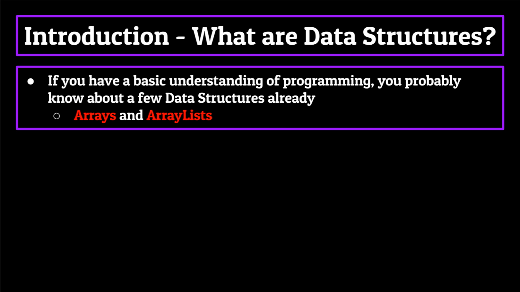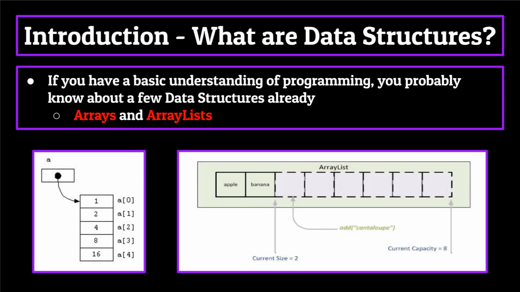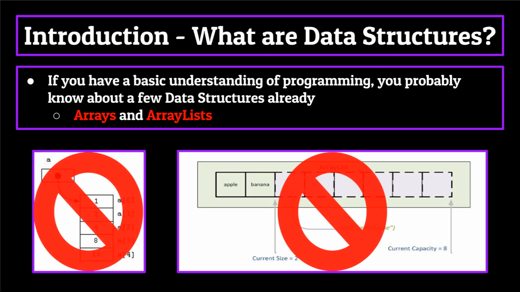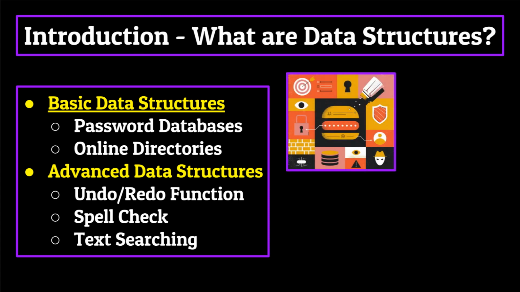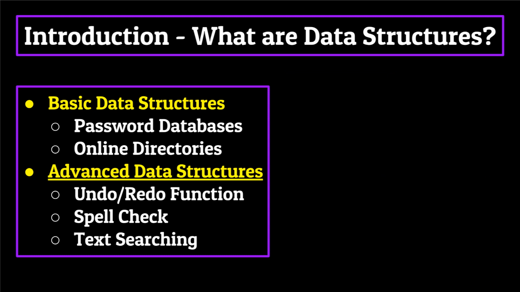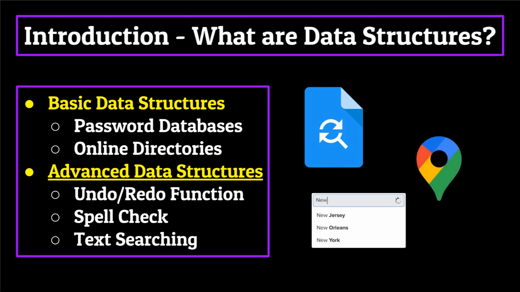If you have a basic understanding of programming, you probably know about a few different data structures already, such as the array and the ArrayList, also known as the list in Python. But if you're going to be pursuing a career in computer science, just knowing these two is definitely not going to cut it. While basic data structures such as the array are used frequently by companies throughout their code, more advanced data structures are being put to use all around you. The undo-redo button in Google Docs, Google Maps on your phone, even the autocomplete feature in your text messages all require the use of more advanced data structures, which makes them extremely useful to learn and comprehend.